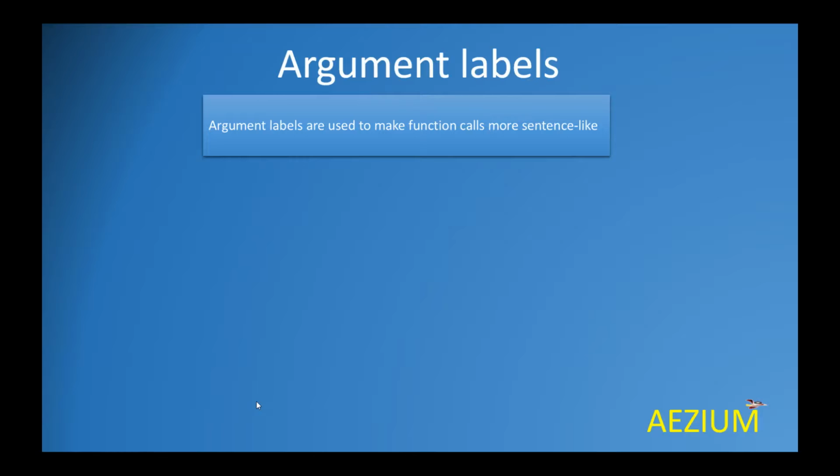So far in the discussion of Swift functions, we have mentioned that input parameters can have their names and their data types mentioned in the list of the function input parameters. In addition to parameter names, we could use argument labels, and the argument labels are used to make function calls more sentence-like.